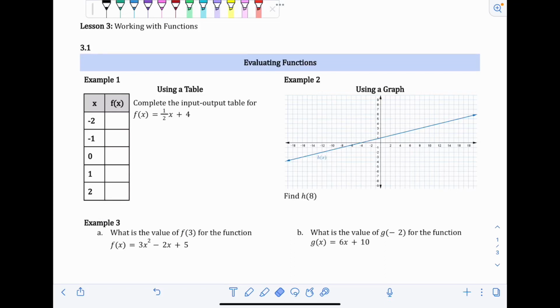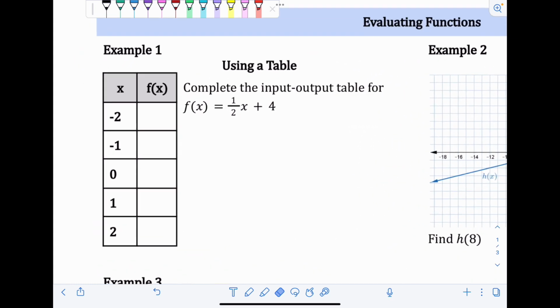Lesson 3 is working with functions, and in 3.1 we're going to evaluate functions using different tools. So example 1, we're going to evaluate a function using a table. It says complete the input-output table for f of x equals 1/2 x plus 4. And we filled in tables before, and it actually works the same way. The only little change that you'll see is we're going to be using function notation.